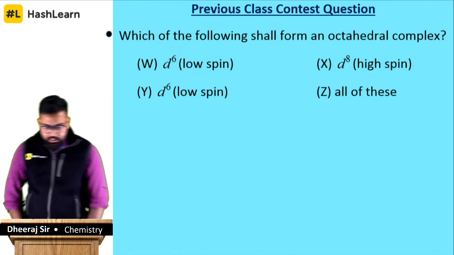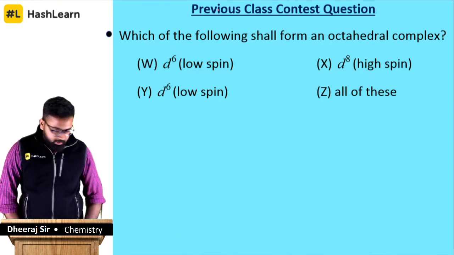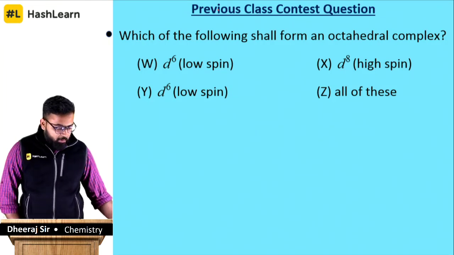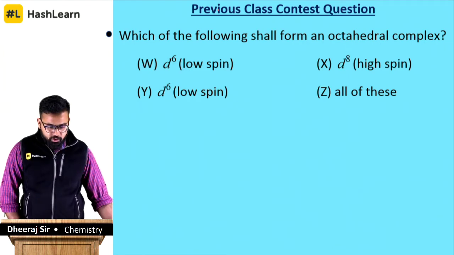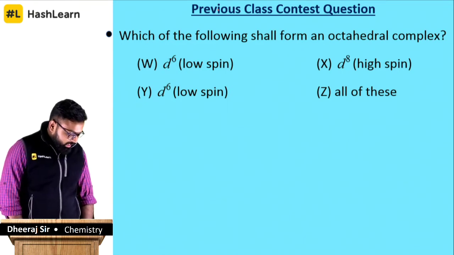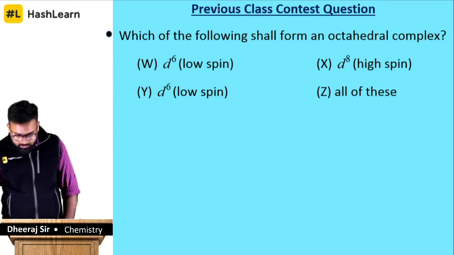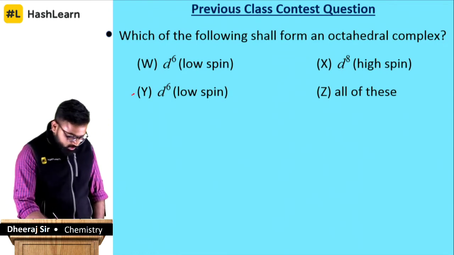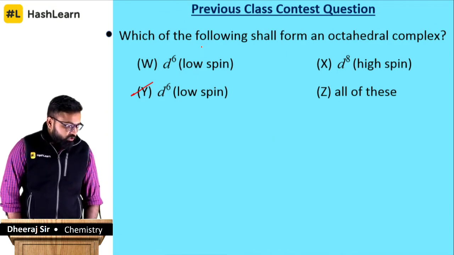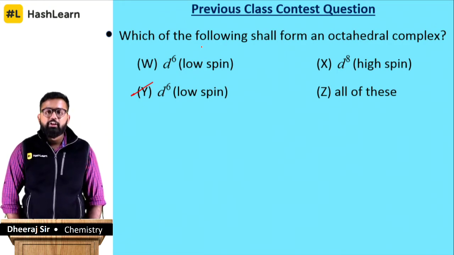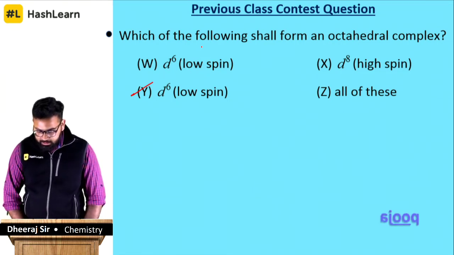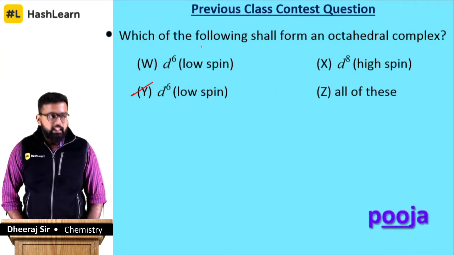So time to quickly answer the previous class's contest question. The previous class's contest question was, which of the following shall form an octahedral complex? We had given you 4 options: D4 low spin, D8 high spin, D6 low spin, and all of these. So the right answer is D6 low spin. We had Sakshi and Pooja answering questions from the initial stage of the previous classes. Let me tell you, the right winner is Pooja. Pooja is joining us in this session as well.